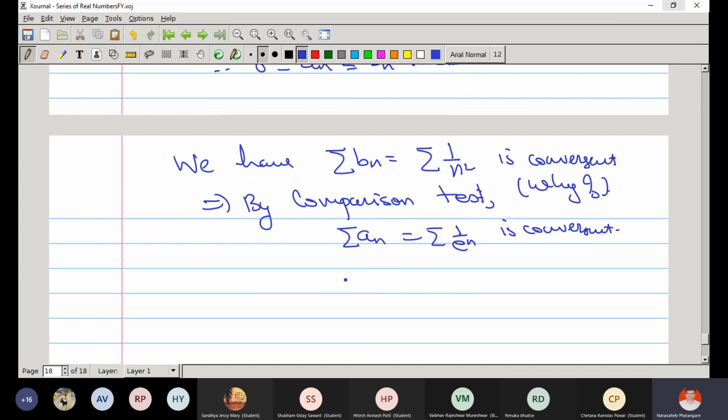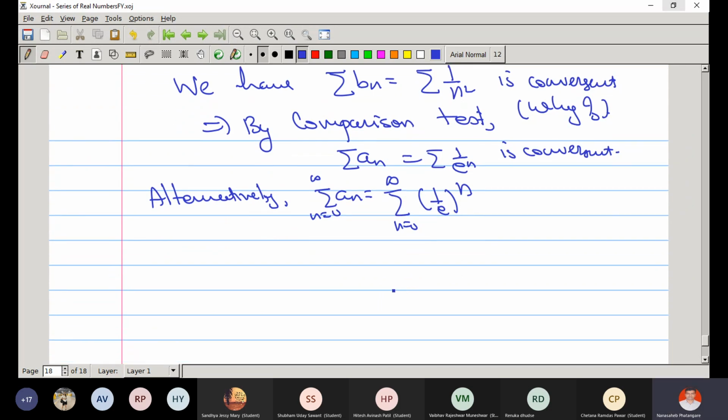In fact, you can look at this series in an alternative way. Do you see the alternative way? You can actually write 1 upon e to the power n, where n starts from 0 to infinity or 1 to infinity. That is not an issue, because if the sum is finite, adding one more finite term is still finite. Okay, it is like the series r to the power n.